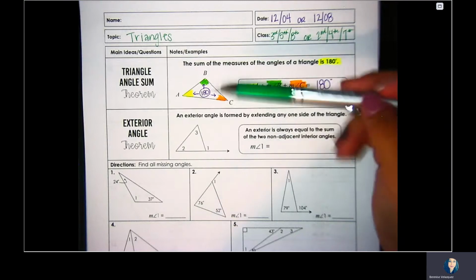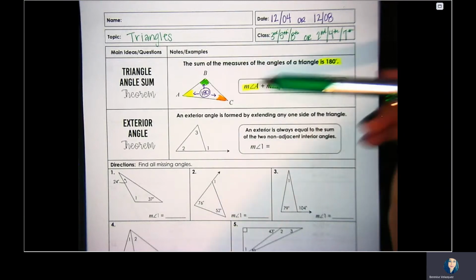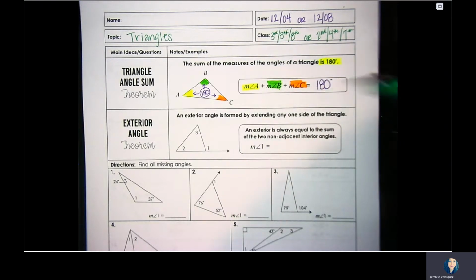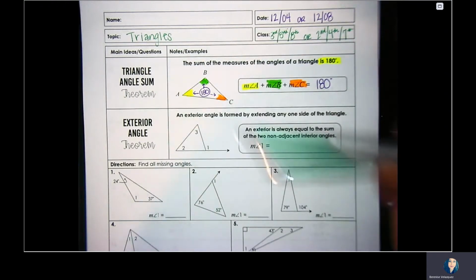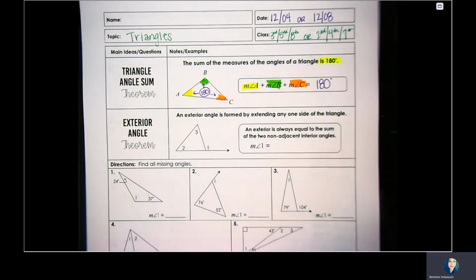So this is a theorem saying that any time that you've been given 3 angles, you always can add them up, get 180 every time, as long as it's a triangle. Okay? Some of you might have already caught this when we were looking at some of the numbers. I haven't really mentioned it because we hadn't covered it in the notes yet.